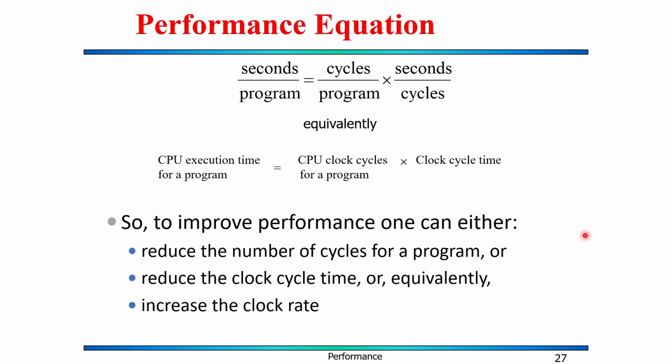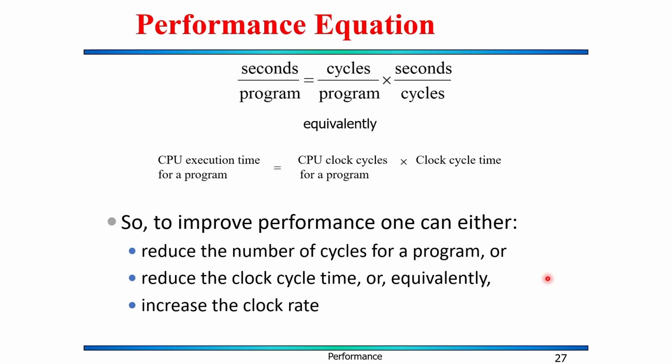So the number of clock cycles for a program depends on the instruction count and how many cycles each instruction takes. The clock cycle time depends on the processor's hardware design and the manufacturing technology. Suppose a program runs on a processor with a 2 gigahertz clock rate. So 2 gigahertz means 2 billion cycles per second. So cycle time is 1 divided by 2 billion, which equals 0.5 nanoseconds.